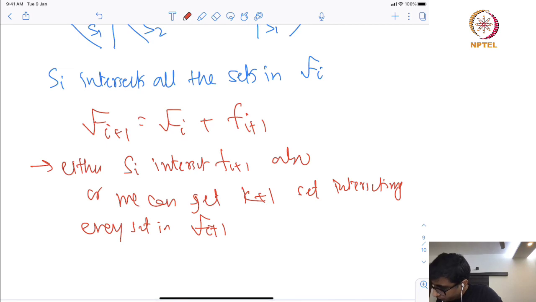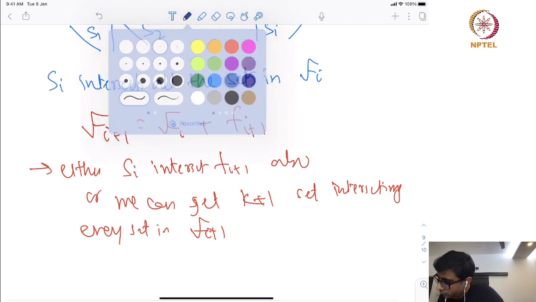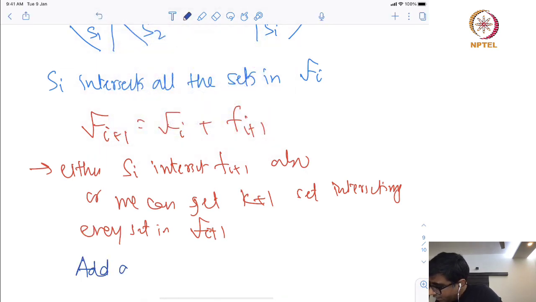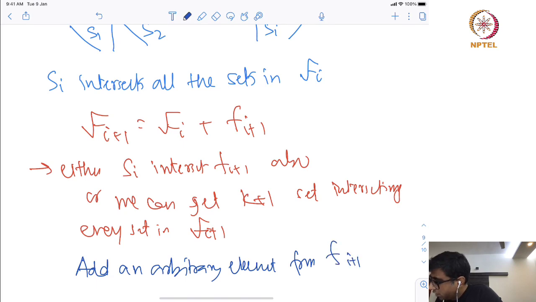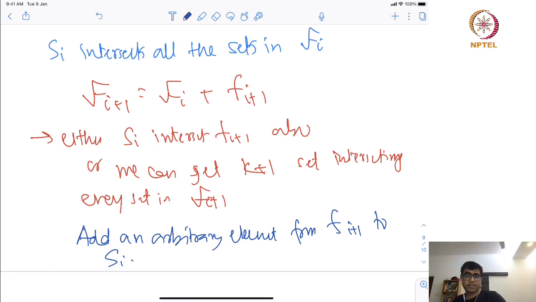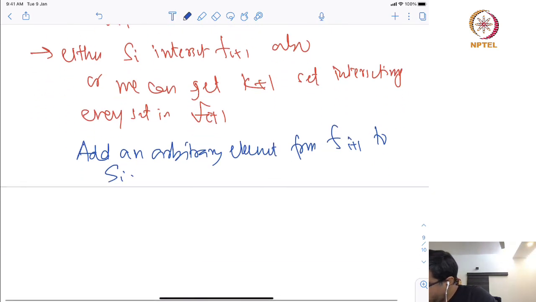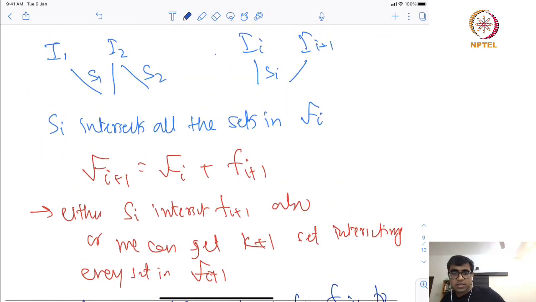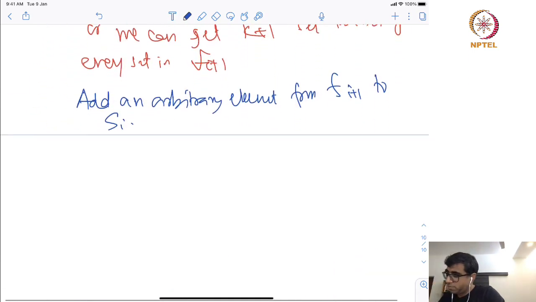How? Add an arbitrary element from the new set in Fi plus 1 to Si. That is it. So this is how we can get to a compression problem. Now let's see how we can solve the compression problem.